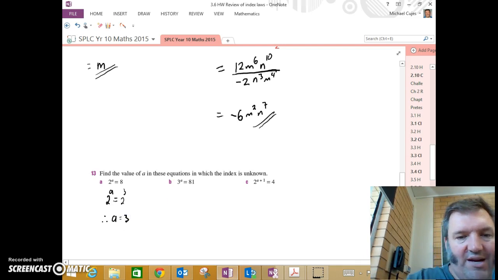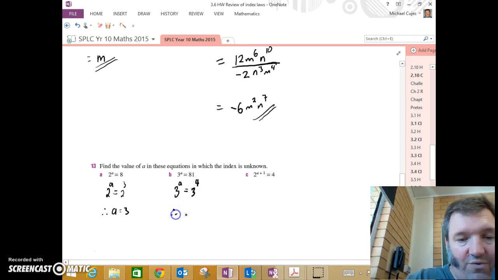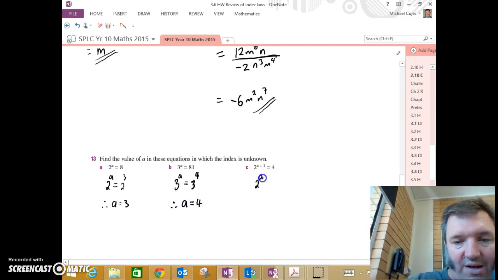3 to the a equals 81. I could write it as 9 squared, or I could write it as 3 to the power of 4. So you rewrite the term on the right with the same base. Therefore, the indices must be equal. So a equals 4.